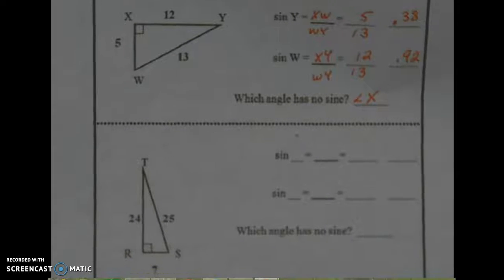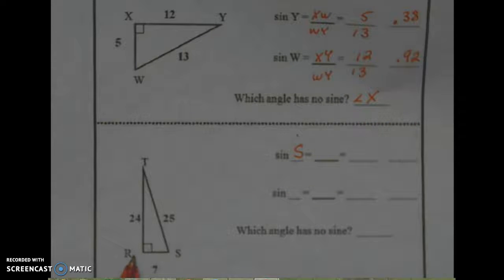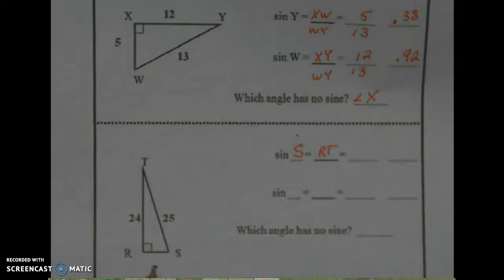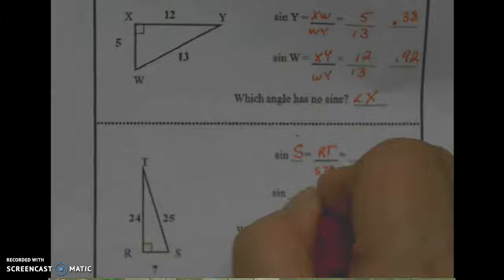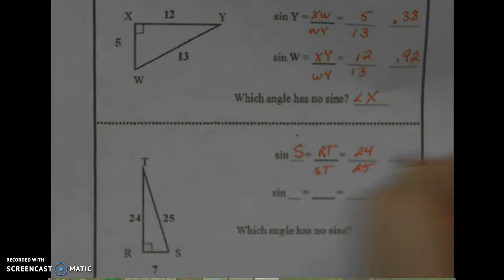If I look at the last example of the sine page, I'm looking at triangle RST. My right angle is at R. If I look at the sine of angle S, I want the opposite side, which is RT, over the hypotenuse, which is ST. The length of RT is 24. The hypotenuse is 25. So my sine of angle S will be the ratio 24 over 25. As a decimal, that's 0.96.